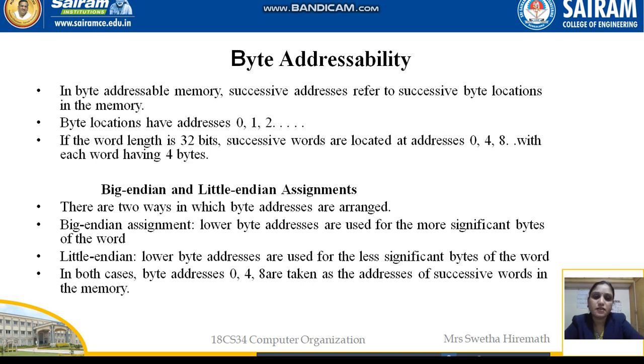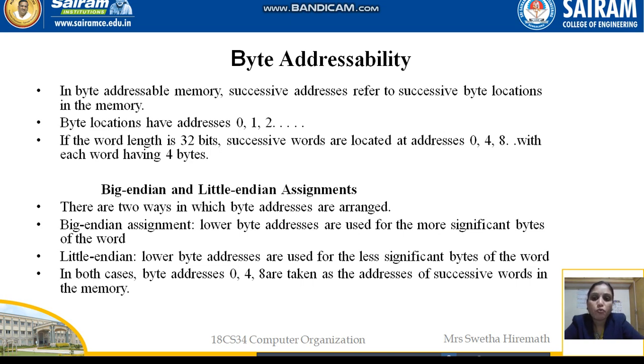Okay, coming to byte addressability. Here we are mainly concentrating on byte addressability. In byte addressable memory, successive addresses refer to successive byte locations in the memory, that is 0, 1, 2, 3, 4. The 0th address consists of 8 bits. If the word length is 32 bits, successive words are located at addresses 0, 4, 8, with each word having 4 bytes.